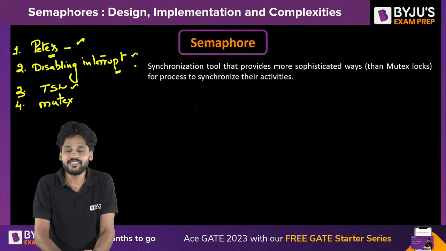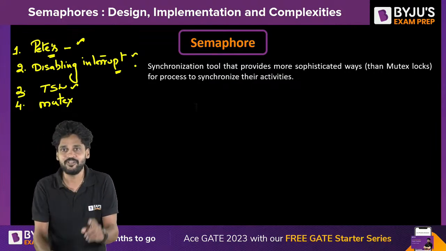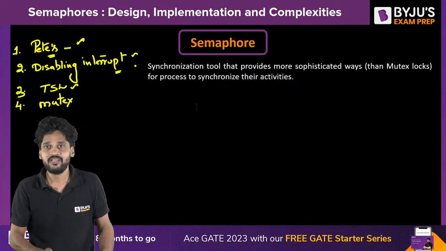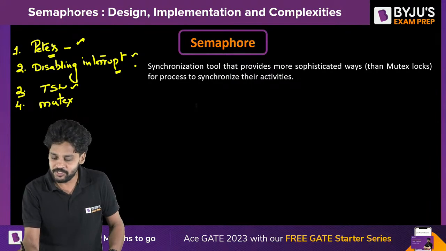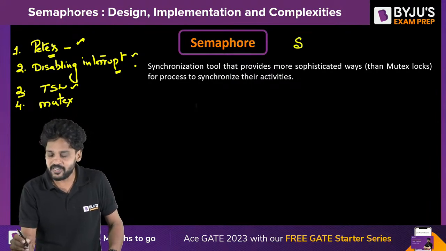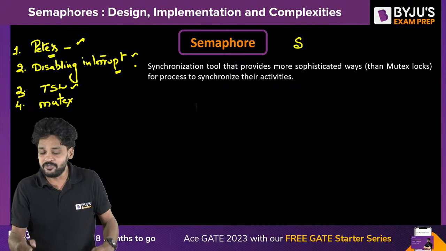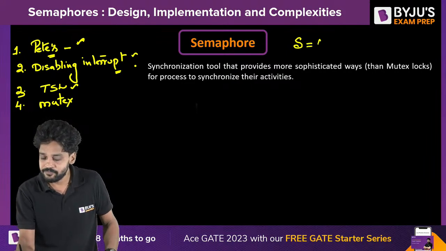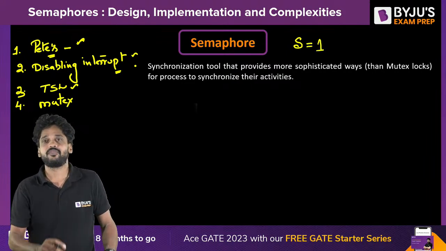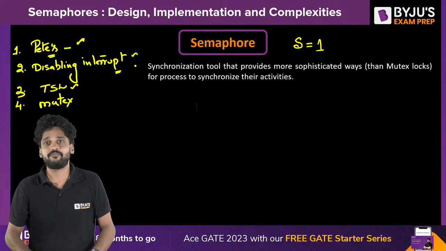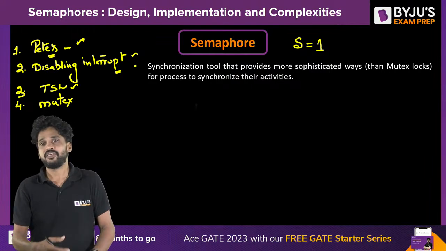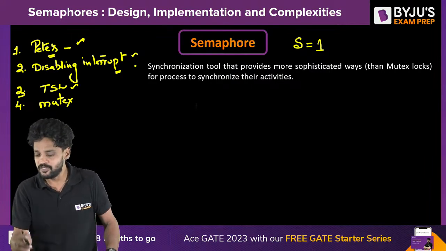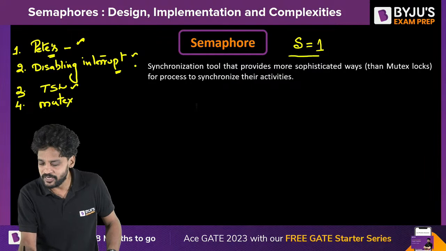Now within the semaphore, when you talk about a semaphore, you need to talk about a few things. When you declare a semaphore S, the initial value should be equal to 1. If you are a programmer and you want to use a semaphore, you need to define an integer variable of type semaphore. I will talk about this design part. Initially, it's an integer variable that must be initialized to 1.